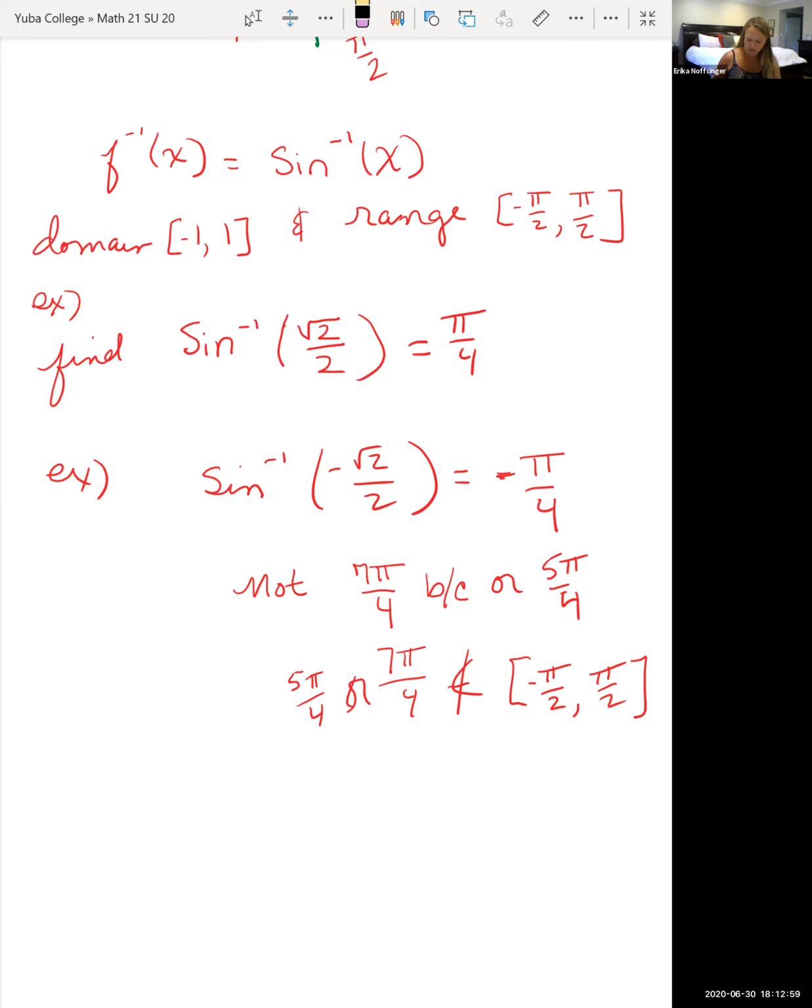So maybe let's do a couple more. How about cosine inverse of cosine of negative 5 pi thirds?